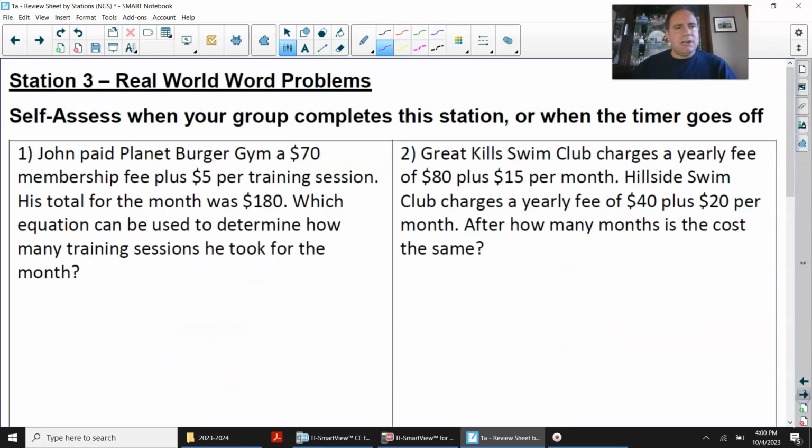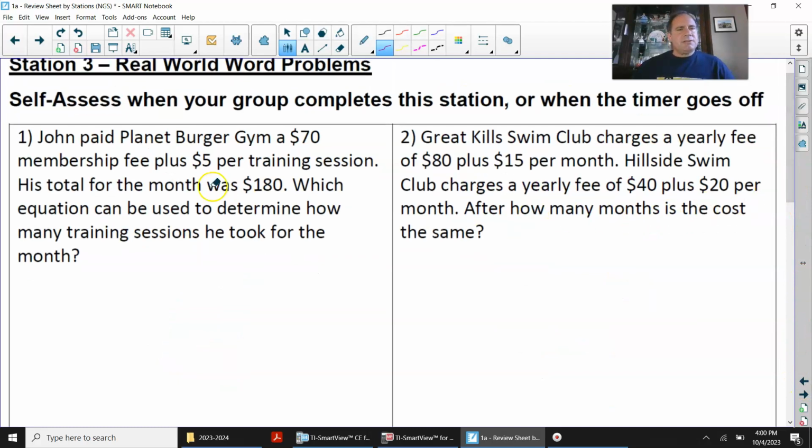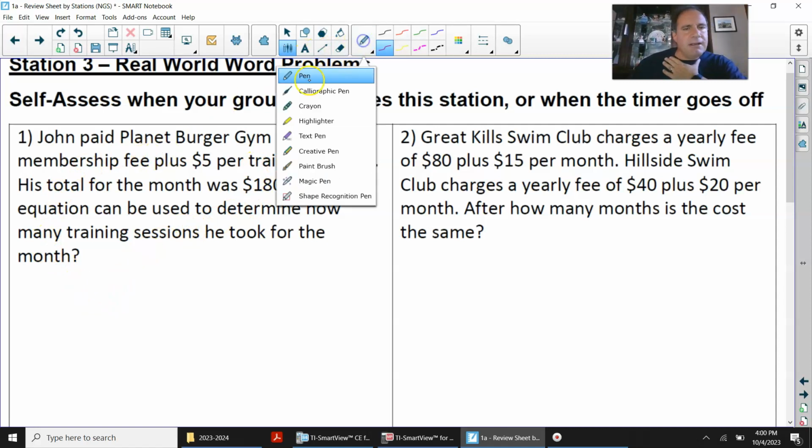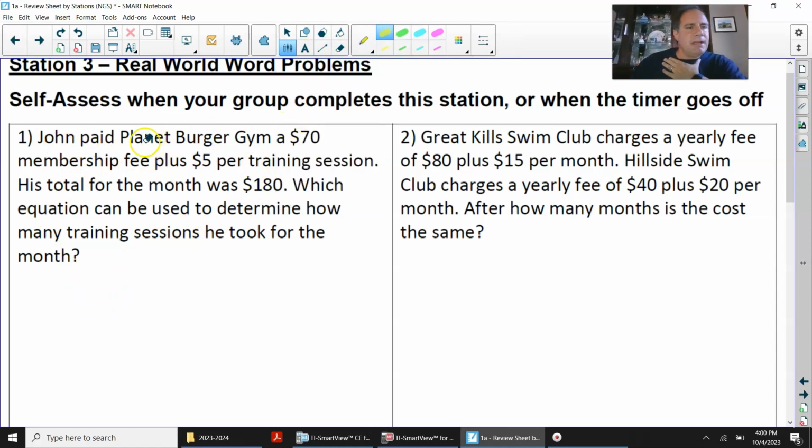All right, station number 3. Real world problems. Self-assess when your group completes the station or when a timer goes off. Okay. All right, so we're going to read this. John paid Planet Burger Gym $70 membership fee plus $5 per training session. His total, very important for the month, is $180. Determine which equation could be used to determine how many training sessions he took for the month.